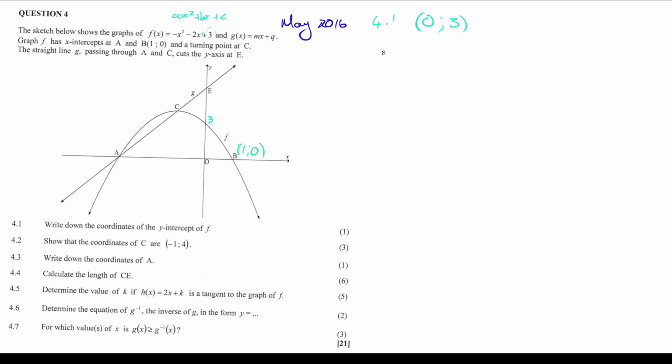or you can go and calculate it and say, okay, so f(x) equals negative x squared minus 2x plus 3, but substitute x with 0, so negative 0 squared minus 2 times 0 plus 3, and then we end up with y equals 3. Boom, (0; 3). Done. Show that the coordinates of C are (-1; 4).